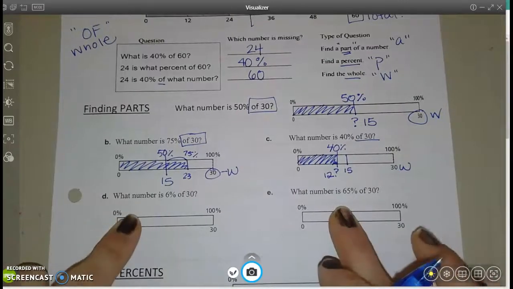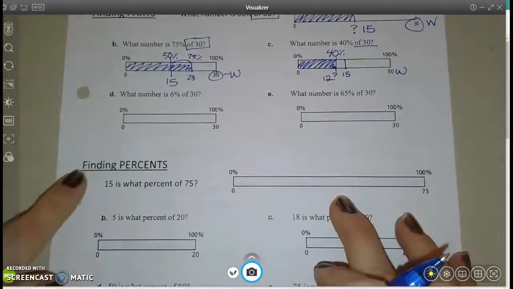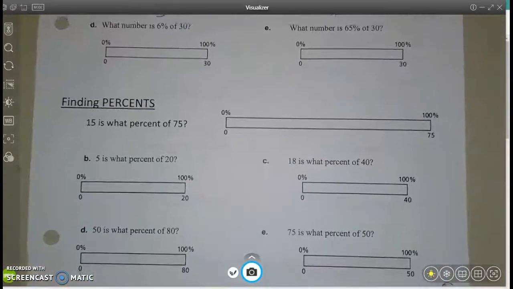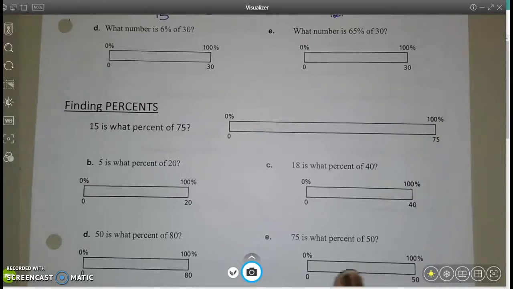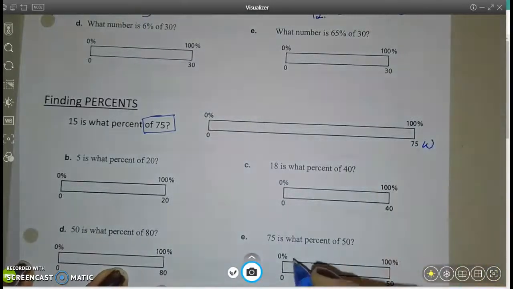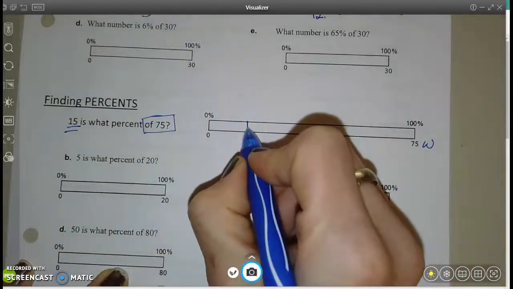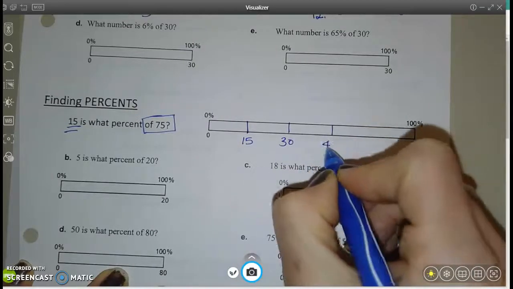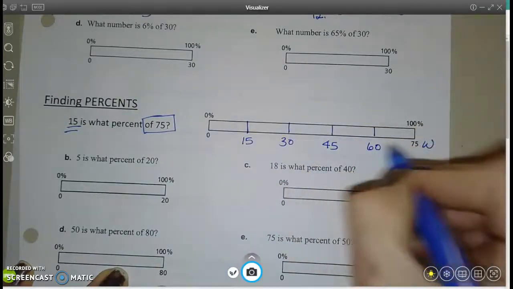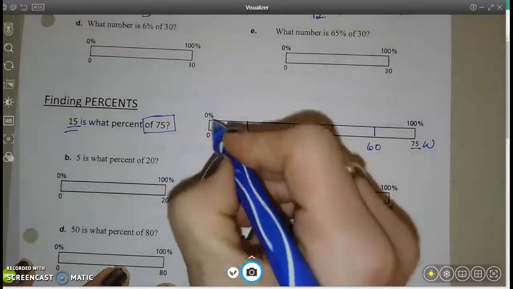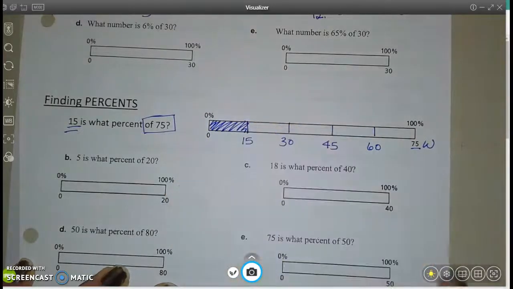We'll see if we have time to come back to these, but I'm going to go on to the next section. What about if they're asking us to find the percent? Well, 15 is what percent of 75? Of 75, so 75 is my whole. And I want to know where 15 would be on here. Well, if I think about 15, 30, 45, 60, 75, if you picture breaking it up into chunks, this 15 here might be about that much of the whole bar.